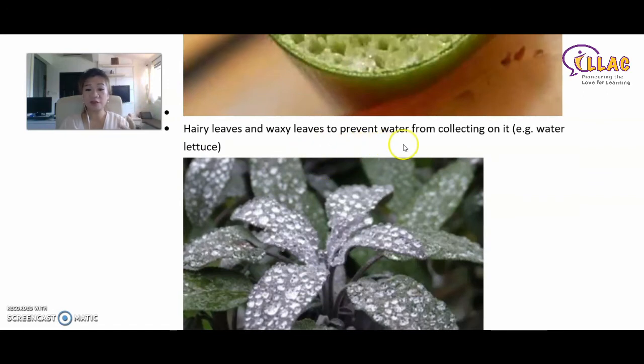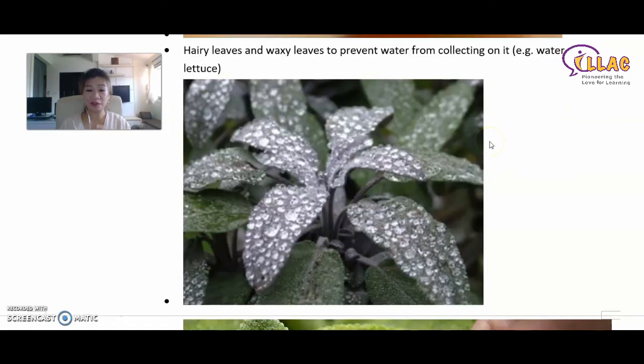Hairy leaves and waxy leaves to prevent water from collecting on it. So if there is no water that can collect on it because they are pond vegetations, aquatic vegetations.